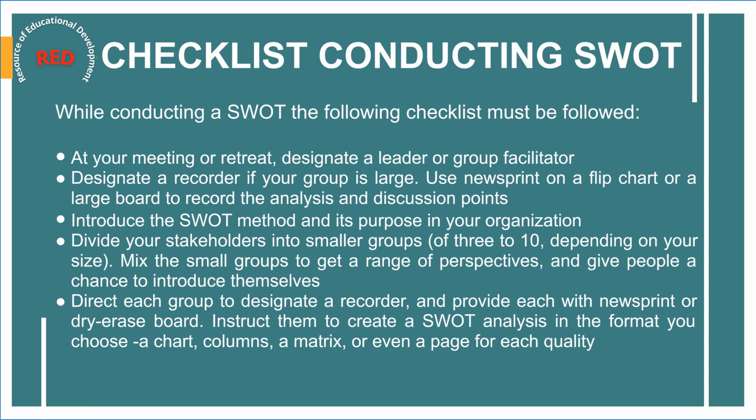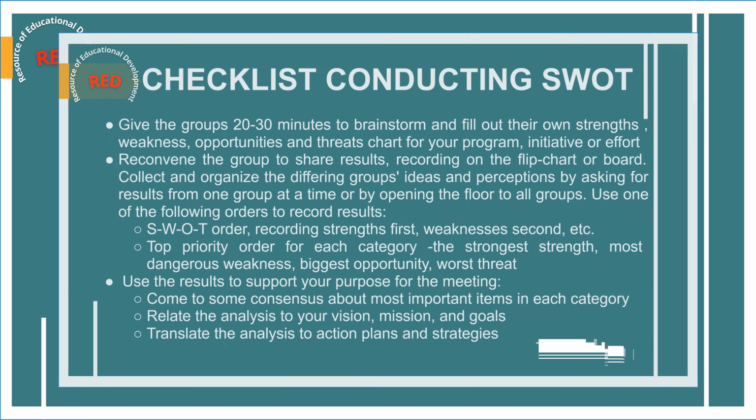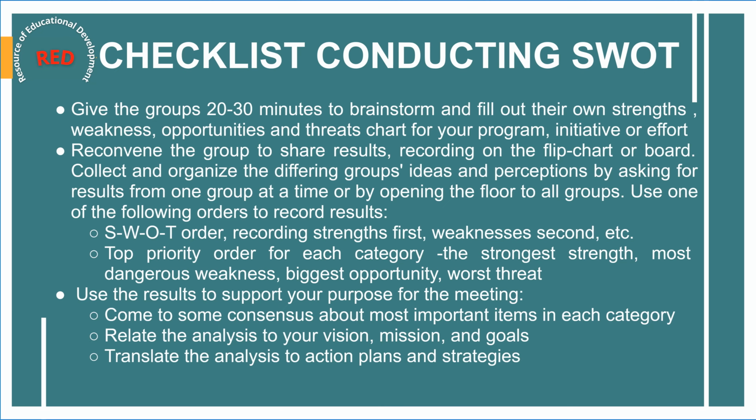Direct each group to designate a recorder, and provide each with newsprint or dry erase board. Instruct them to create a SWOT analysis in the format you choose: a chart, columns, a matrix, or even a page for each quality. Give the groups 20 to 30 minutes to brainstorm and fill out their own strengths, weaknesses, opportunities, and threats chart for your program, initiative, or effort. Reconvene the group to share results, recording on the flip chart or board.